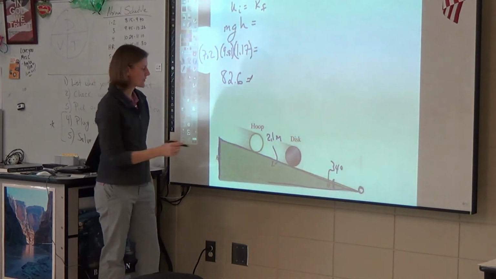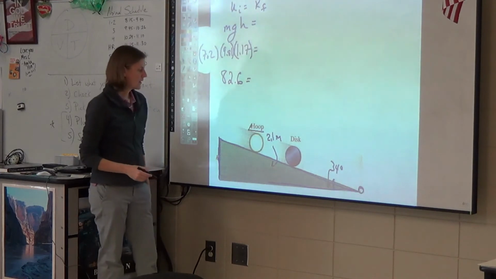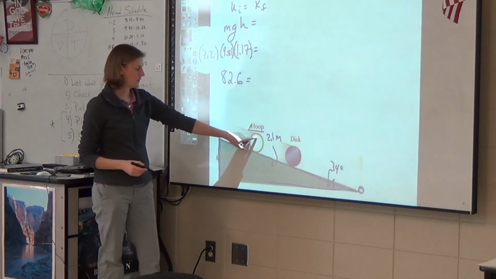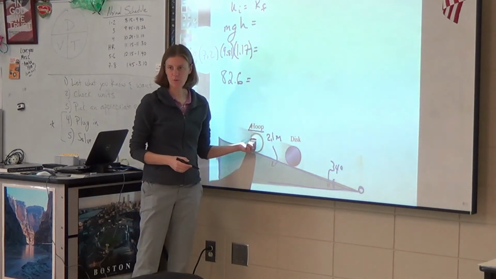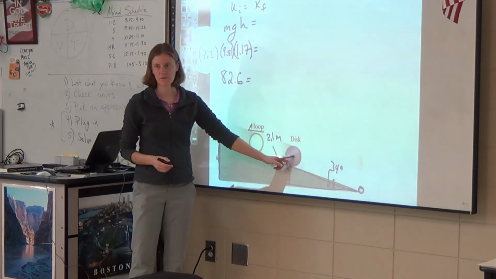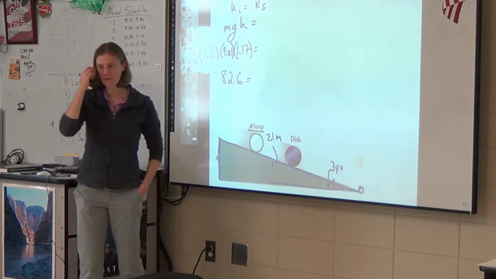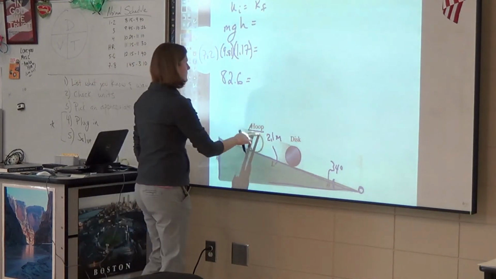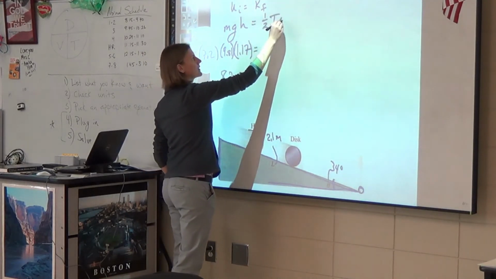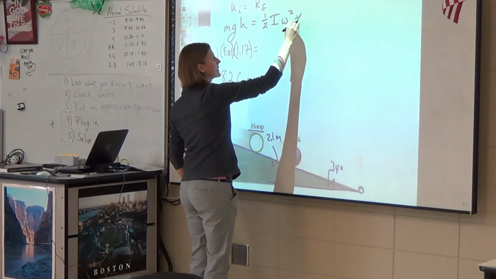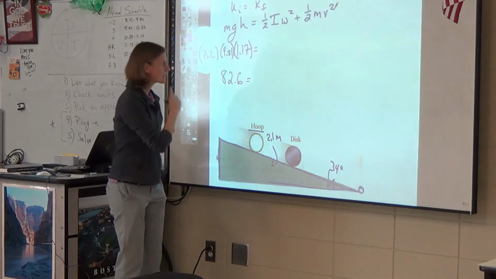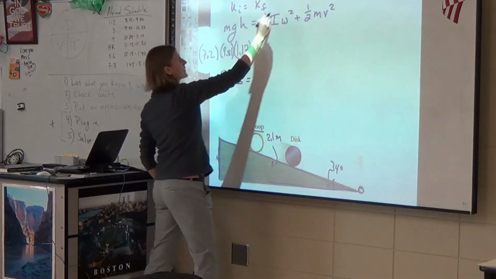Okay, so let's do the hoop first. No particular reason. I think the hoop is just mr squared. Can someone check that for me? And I think the disk is the 1/2 mr squared. All right, so anyway, right now in our formula we've got the rotational part and the linear part. And we're going to do the hoop first.